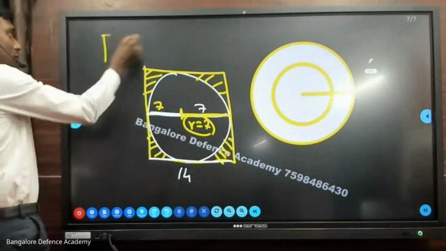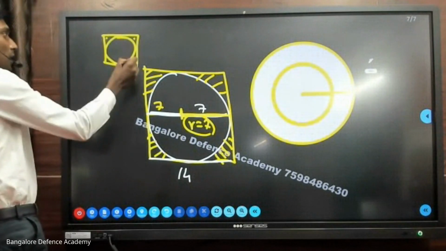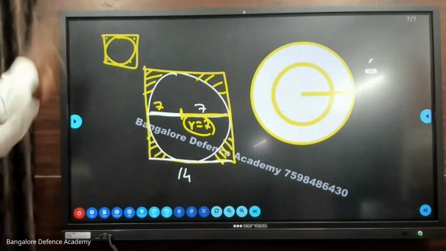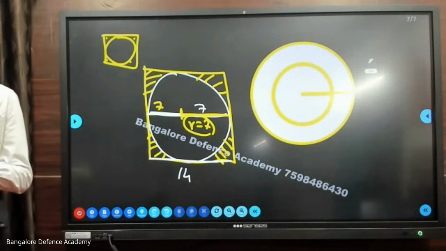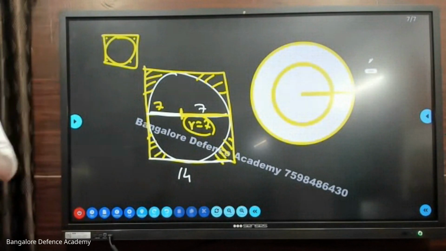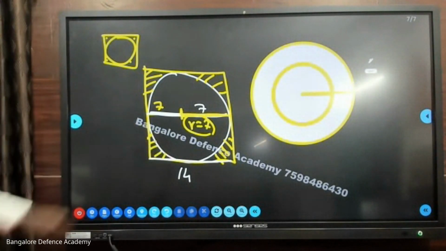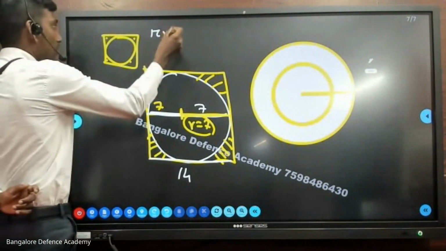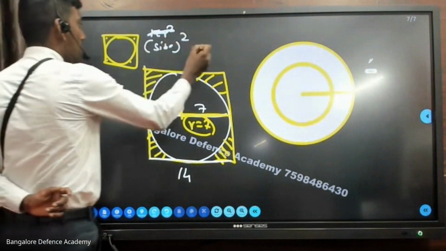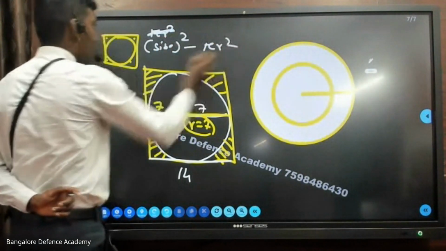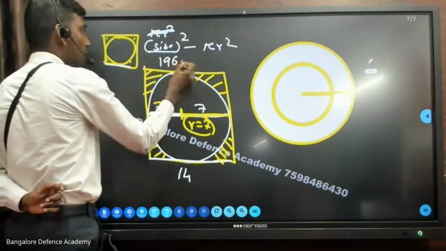What is happening there? There is a square, inside the square there is a circle. I want this part, so which is bigger, square is bigger or circle is bigger? Square is bigger. So what you are going to do: area of square minus area of circle. Okay, what is area of square? Side square. You can write like this: side square minus area of circle, pi r square. अभी साइड कितना मिला आपको? 14. साइड स्क्वायर कितना होगा? 196.